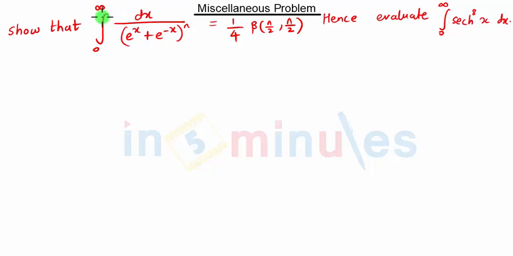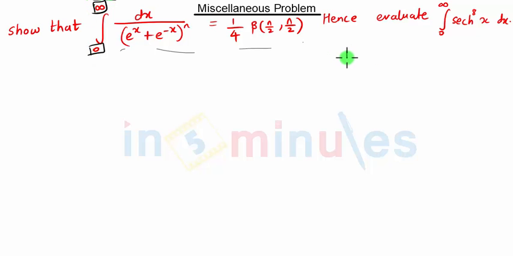In this video we are going to see the next type of miscellaneous problem on beta and gamma function. So this is our question. Integration of this is equivalent to 1 by 4 beta of n by 2 comma n by 2. Hence evaluate this integration. So we have to first prove this term, and by using this proof we have to solve this. So now if you see, we have the limits of integration from 0 to infinity.